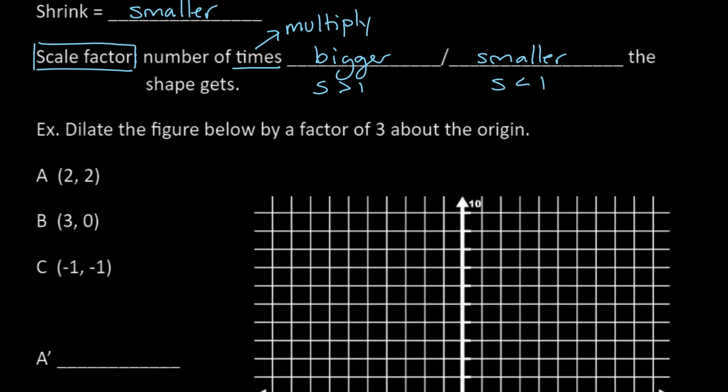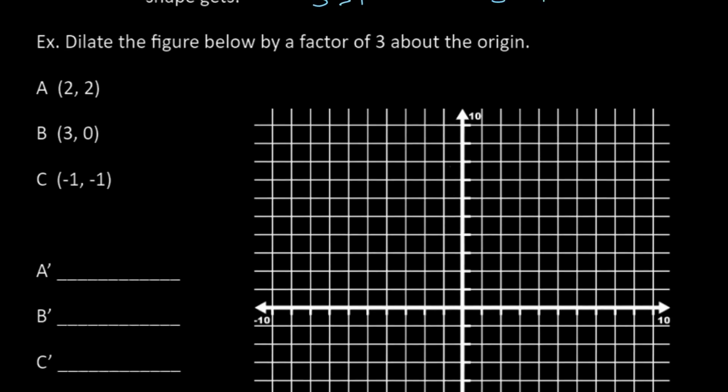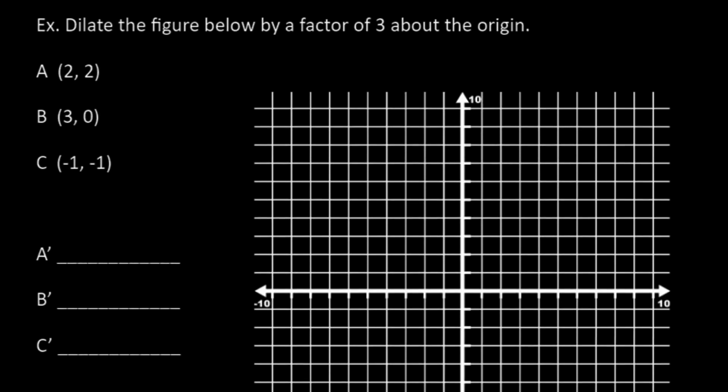Okay. So now we're going to do the easiest type of dilation. Just dilate about the origin. We're being asked to dilate this shape by a factor of 3. Oh, that's too big. So the first thing we're going to do is plot these points. We have 2, 2 is A. Then we have 3, 0 is B. And we have -1, -1 is C.